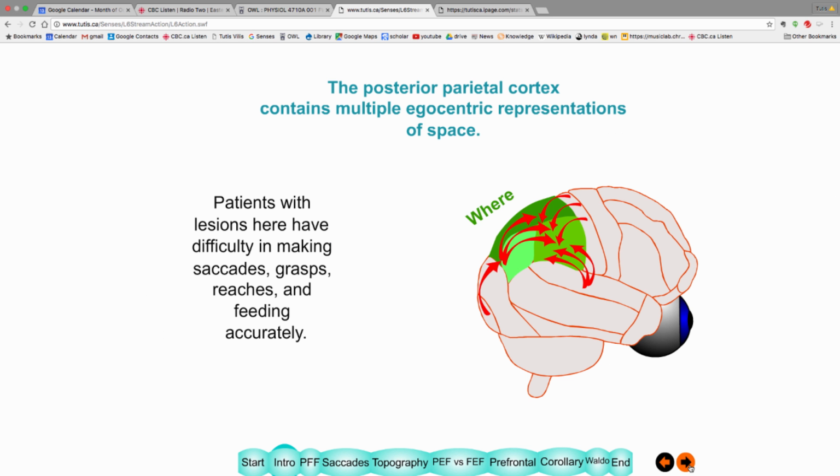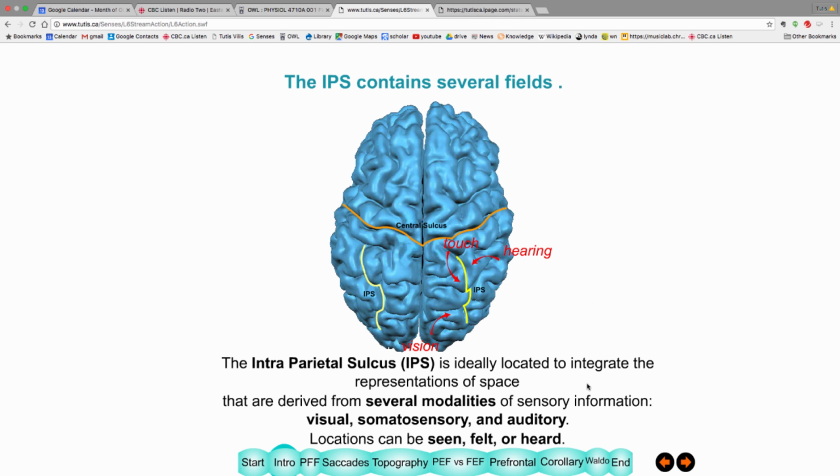Now, patients with lesions of this area have trouble making eye movements and grasps and reaches and feeding accurately. These areas that we'll be looking at are concentrated around this intraparietal sulcus, here within the parietal lobe. And again, this is a good place for these locations to be coded, because they can be coded on the basis of touch, or on the basis of hearing, or on the basis of vision.